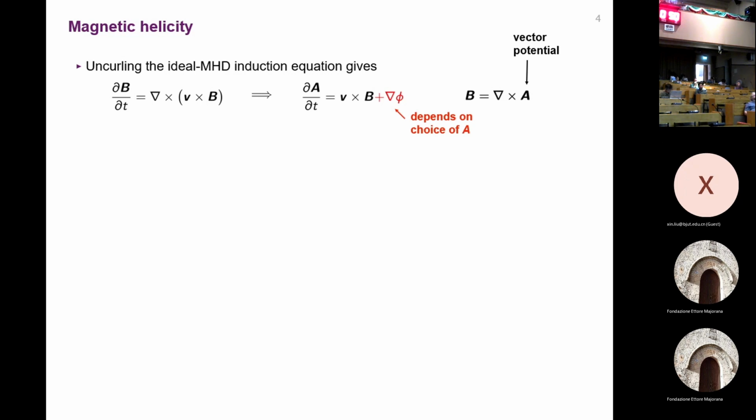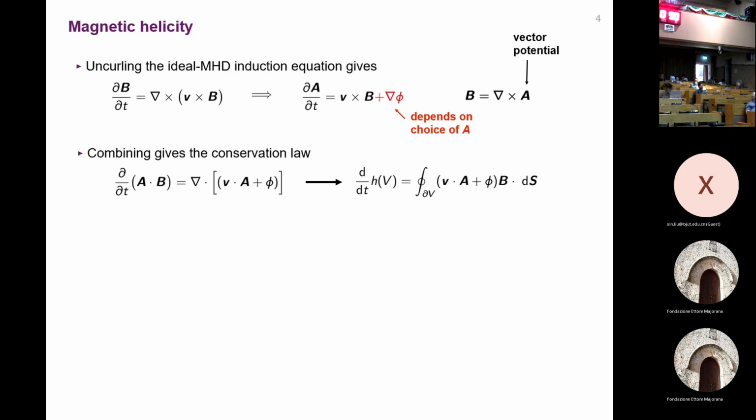But if you look at the evolution of A·B, you can see it satisfies a conservation law. So d/dt of A·B is the divergence of something. If you integrate over some volume, then the rate of change of the integral of A·B is a boundary term. And this integral of A·B, of course, is the magnetic helicity that we keep hearing about.